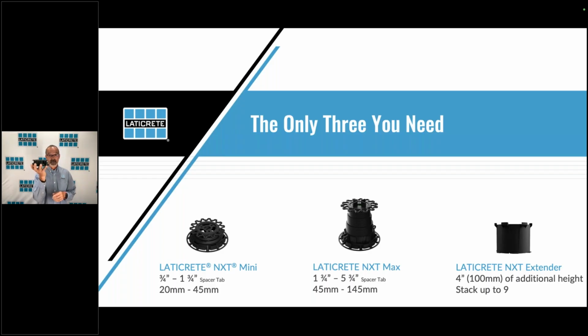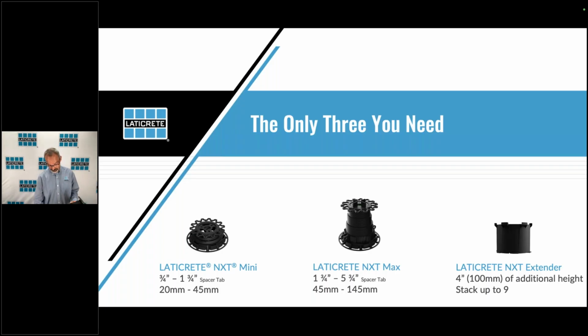It comes out of the box at 1 3/4 inches and ends up being 5 3/4 inches in one piece. Now, if that's not good enough for you and you want to add 4 more inches to it, it's pretty simple. You pop the base off, put the next piece on, put the base back on it, and you've just added 4 inches to that pedestal.